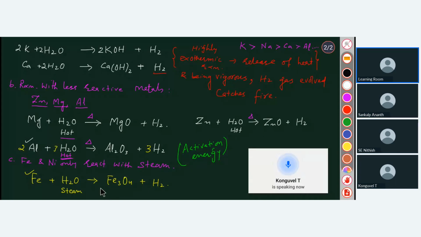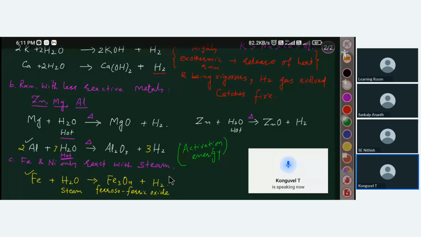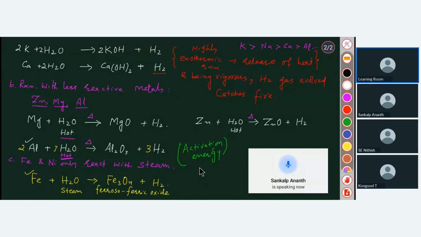I'll write it here. It's actually containing both, so that's why we are reading it as ferrosoferric oxide. Is it 2 plus 3 or 2 into 3? I will tell you, don't worry. It is just a mixed oxide. Mixed oxide means it actually contains two oxides. One is your FeO, another is your Fe2O3.